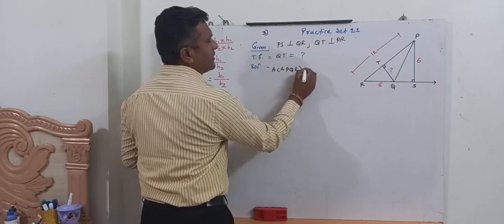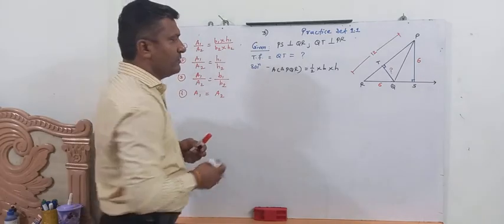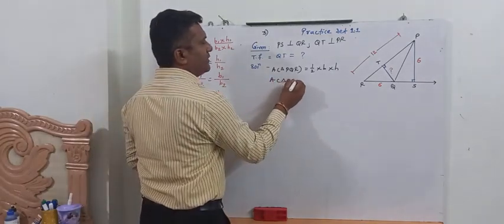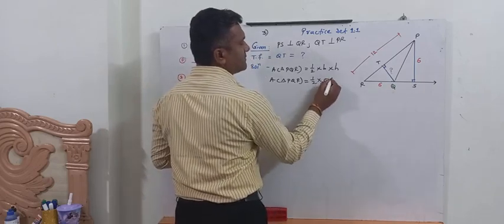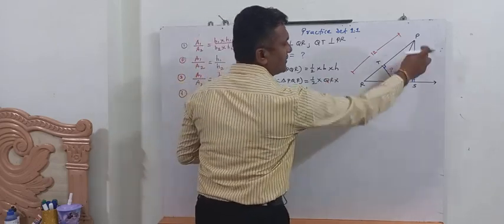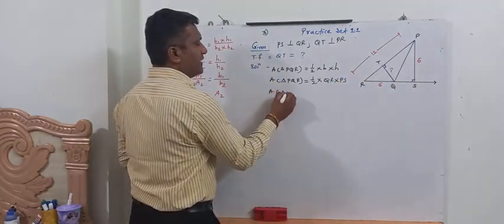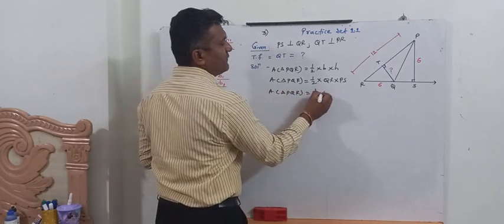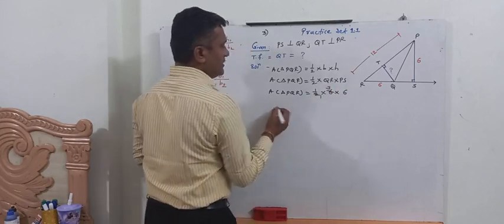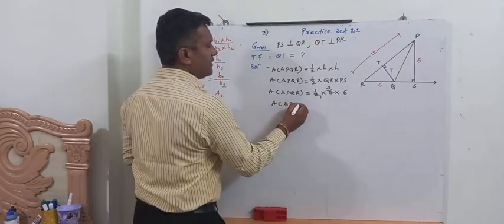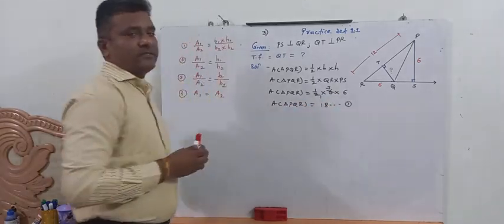If you try to find the area of triangle PQR here, what is the actual formula? Half into base into height. Simple formula. Therefore, area of triangle PQR equals half into, consider the base QR first. If QR is base, your height is PS. Clear? So straightforward, area of triangle PQR equals half into QR is 6, then PS is also 6. 2 ones are 2, 3 threes are. So area of triangle PQR equals 18. This is the first equation we know.